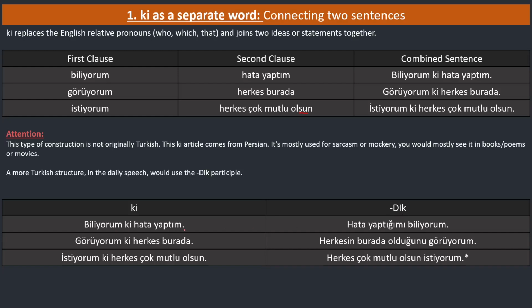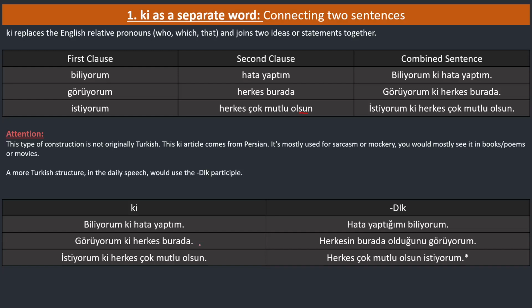Biliyorum ki hata yaptım. I know that I made a mistake. Hata yaptığımı biliyorum. So this second part of this table is the actual Turkish and more common Turkish. The first part, the ki column, is, as I said here, books, poems, or movies Turkish, or sarcastic or mockery Turkish. You can still use ki, but native speakers will mostly prefer dık. Hata yaptığımı biliyorum.